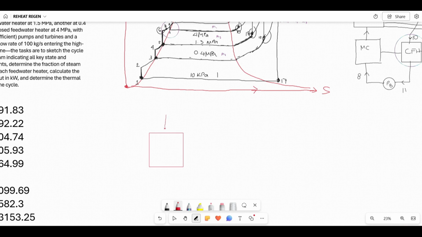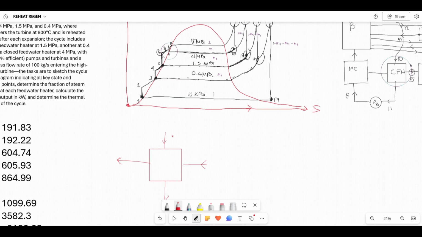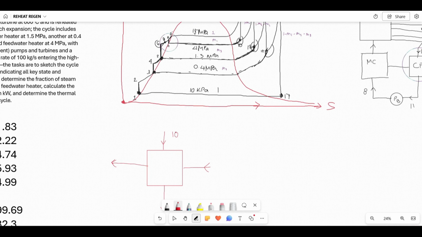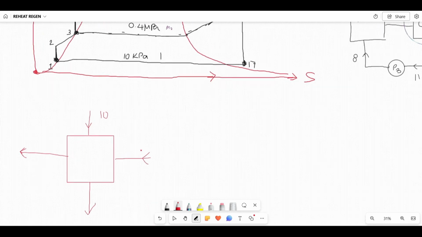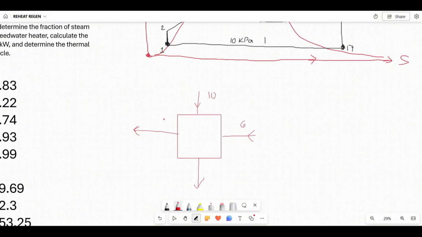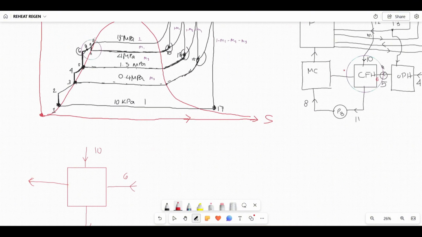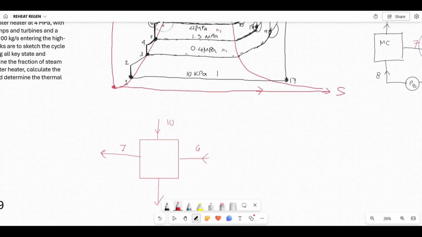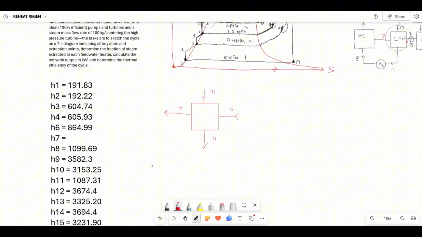There is an input here, and there is an output. So this is the open feed water heater. The state here is 10. The state here, prior, is 6. That's 6 right there. It exits at 7. This is 7. And this is 11.